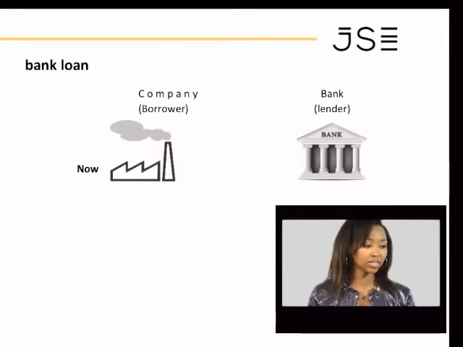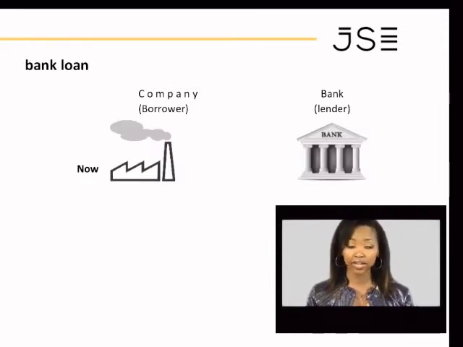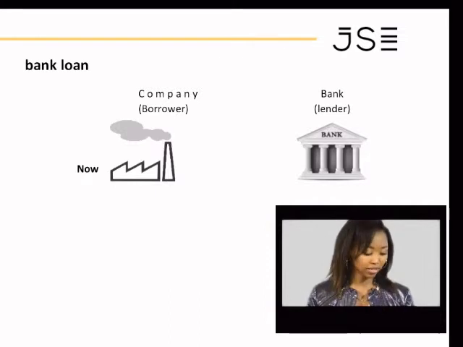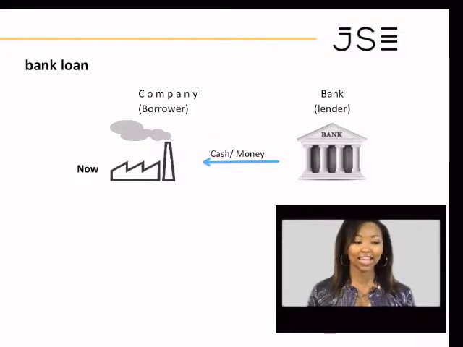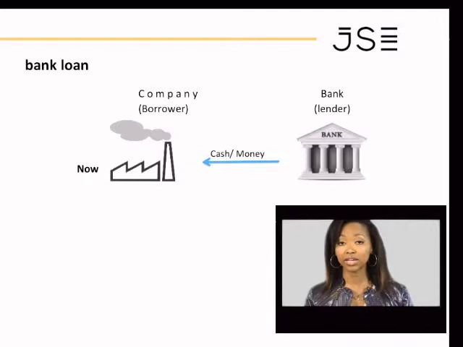So let's have a look at this illustration. You've got the bank, which is the lender. You've got the company, that's the borrower. And the company needs money now. So they go to the bank and the bank gives them cash. And when they have the cash, obviously in the future they would need to pay it back.